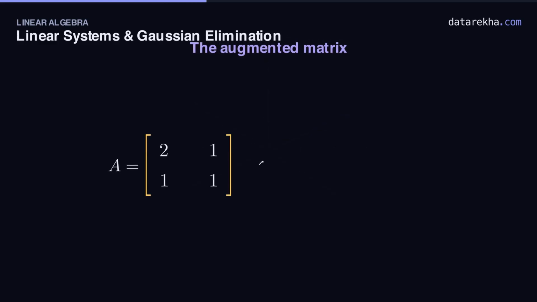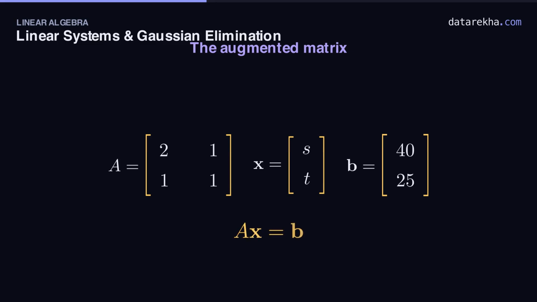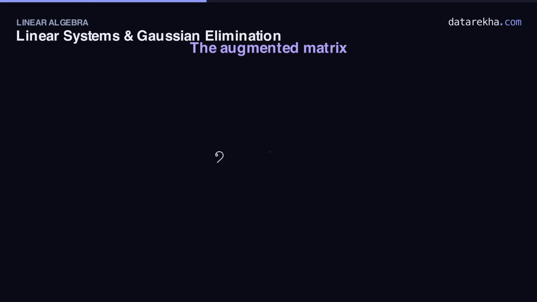Writing all those variables over and over gets clumsy. So we pack the system into matrices. The coefficients become A, the unknowns S and T become X, and the right-hand numbers become B, and the whole system collapses to three tidy symbols. AX equals B. For the elimination, we glue A and B together into one grid, the augmented matrix. The dashed line just marks which column used to be the right-hand side. Now every move happens on these numbers alone.